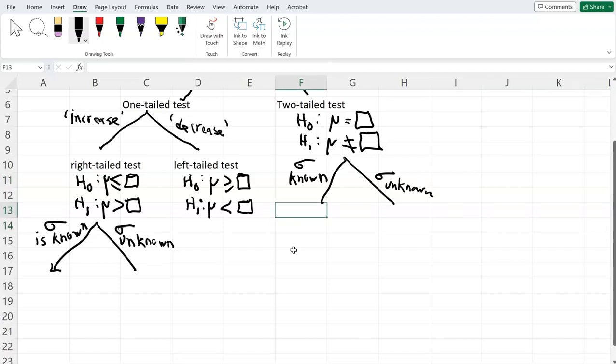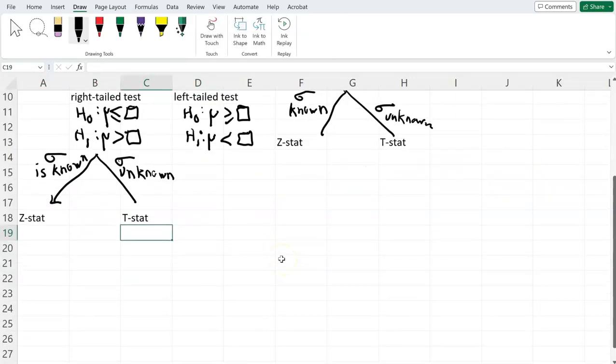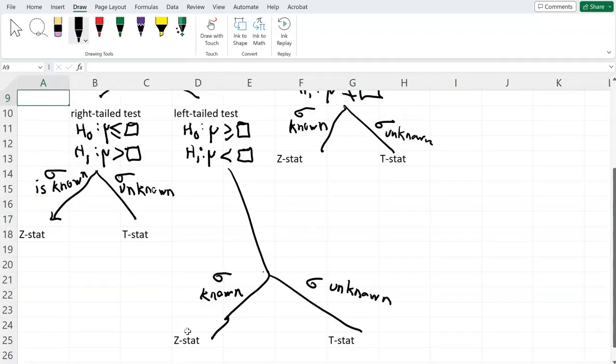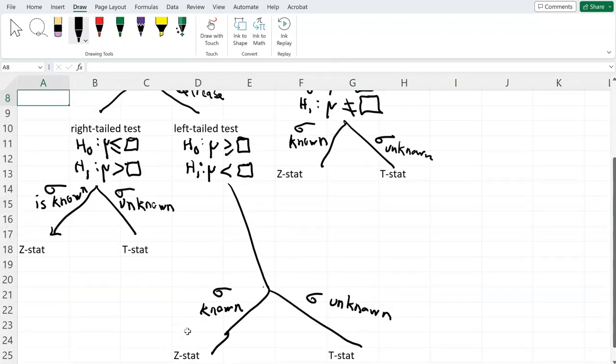If sigma is known, we are using the z-stat. If sigma is unknown, we're using the t-stat. Same thing here. If sigma is known, we're using the z-stat, and if sigma is unknown, we're using the t-stat. For the left tail test too, we are doing the same thing. I will move this down here: sigma known and sigma unknown.